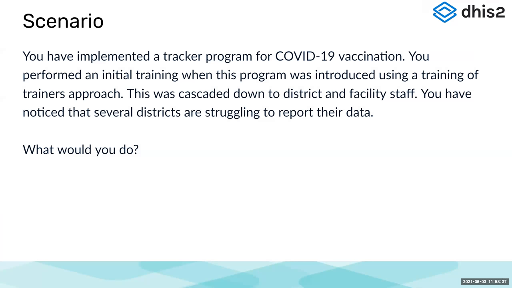So you performed training at the national level for the teams. The national team went around or did this online perhaps, however it was necessary, and tried to train the district and facility staff. Now, you are noticing that several districts are struggling to report their data. So what would you do? We're going to talk about some approaches that you could potentially take when you're going through this, all right?